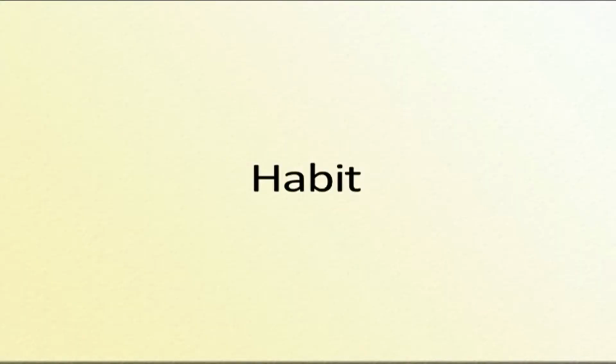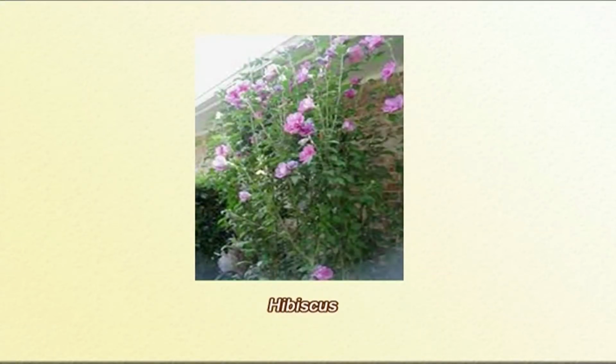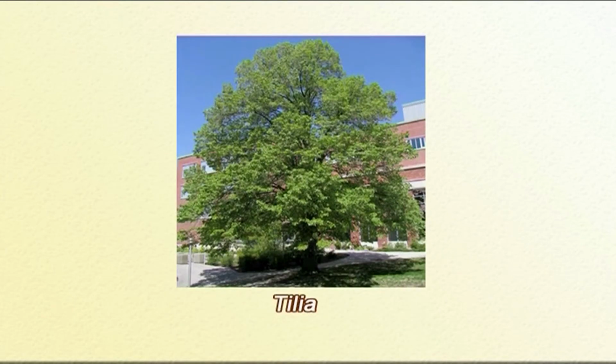After discussing these unique features of Malvaceae, now let us discuss the taxonomy in detail. Starting from its habit. The members of the family Malvaceae can be either annual or perennial herbs. The examples are Abutilon, Althaea, and other types of herbaceous species. They can also be shrubs. The common example is Hibiscus. Or they can even be trees. The example here is Tilia.